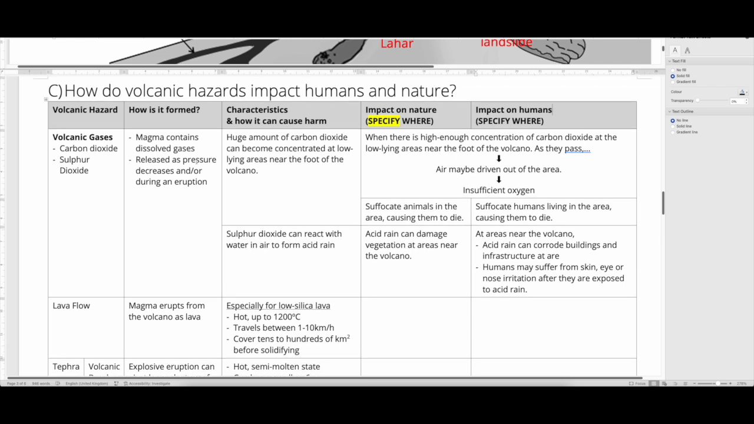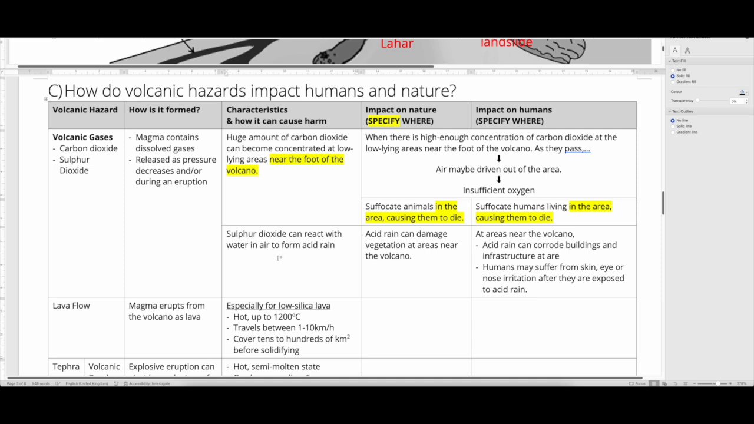So for example, volcanic gas. I talked to you about how you can have a huge amount of carbon dioxide that concentrates at the low-lying area near the volcano. So I'm very clear that it's near the foot of the volcano. When there's a lot of carbon dioxide, you may push out the air, leading to insufficient oxygen, causing the people in the area to die. So the animals and the humans in the area, which is the area near the foot of the volcano.